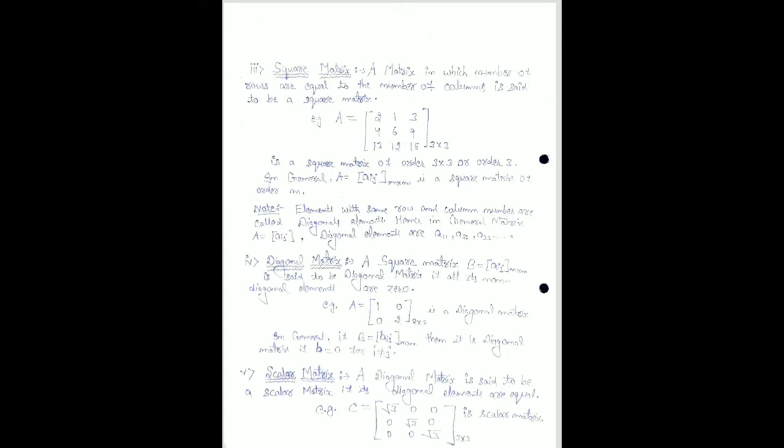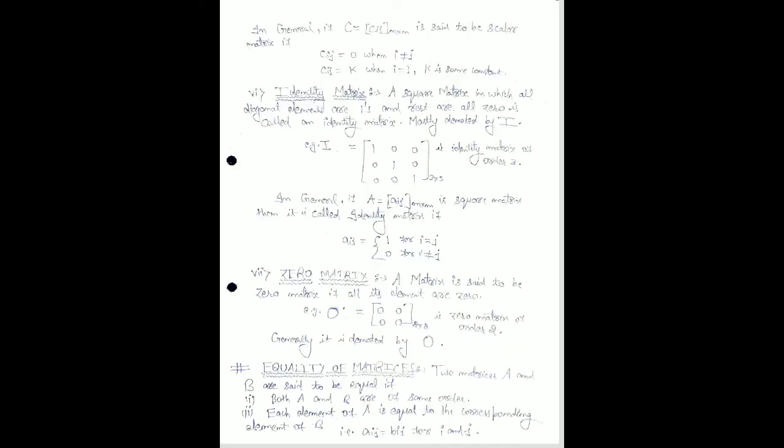Our next type is scalar matrix. A diagonal matrix is said to be a scalar matrix if its diagonal elements are equal. For example, we have taken a matrix C that contains root 3 at all its diagonal positions. Then we call this matrix a scalar matrix. Now the question arises, why did we take equal elements at the diagonal places? Find it and write it in the comment section.